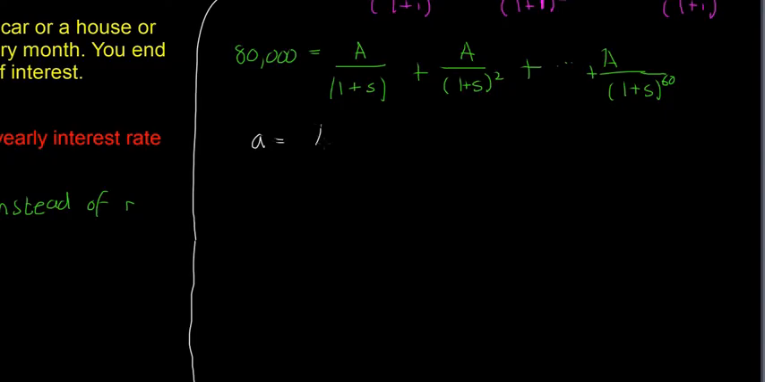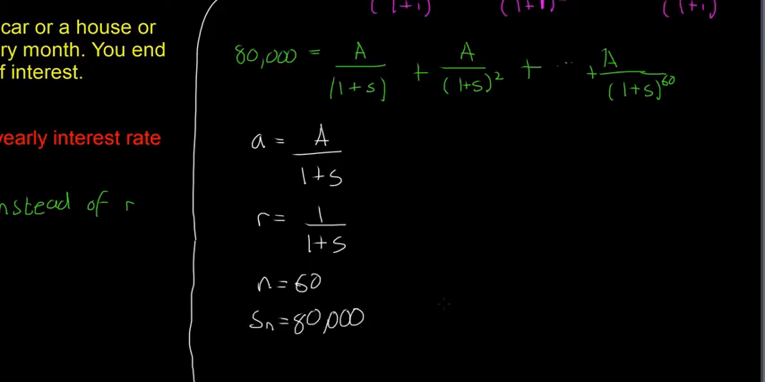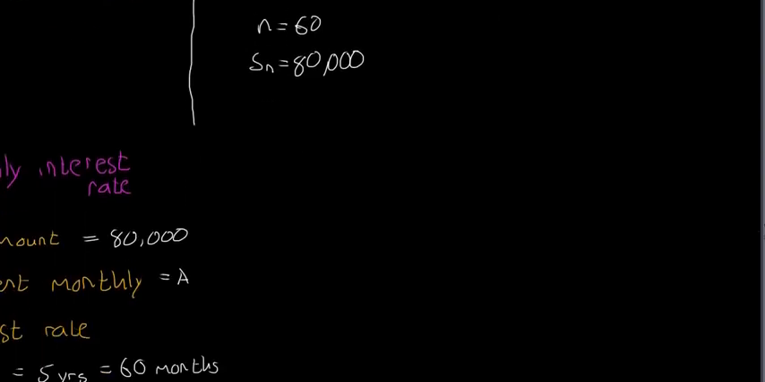So a, the first term, is equal to A over 1 plus S, r, which is the common ratio, is 1 over 1 plus S, and the number of terms is 60, and then S of n is equal to 80,000. So now we're going to have to use this formula here, that S of n is equal to a by 1 minus r to the power of n, all divided by 1 minus r. So we get some messy algebra here, so it's going to turn out like, hopefully I can fit it all in here. I'm going to say, no, actually I'm going to scroll down, there's no way I'm going to fit it in.